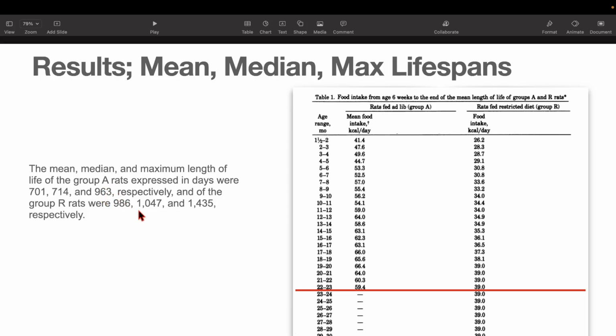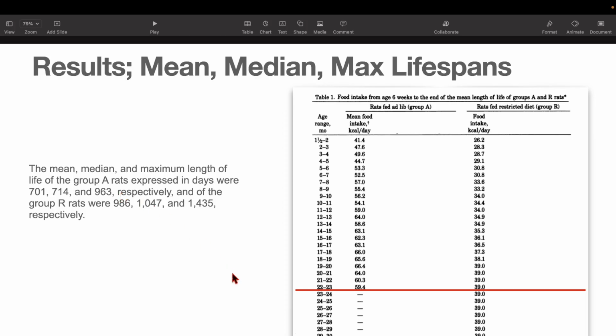The median amount of time was 1,047 days, and the maximum length of time was 1,435 days. So the maximum length of time for the restricted rats was almost twice as much as the mean and median length of life for the ad libitum rats, and the mean lifespan for the restricted rats was higher than the maximum lifespan for the ad libitum rats.